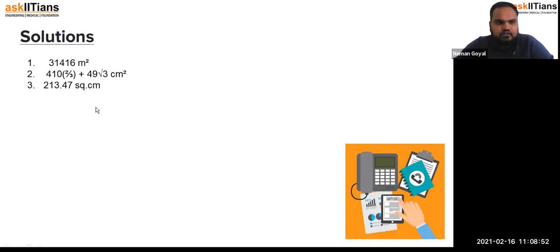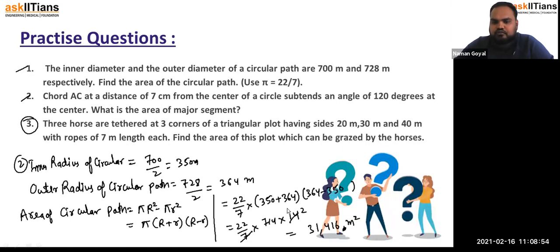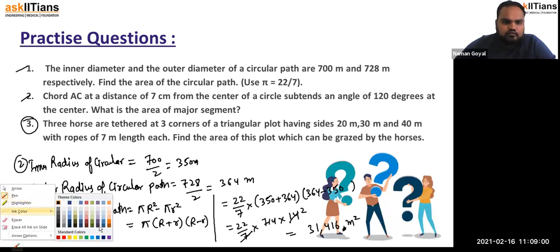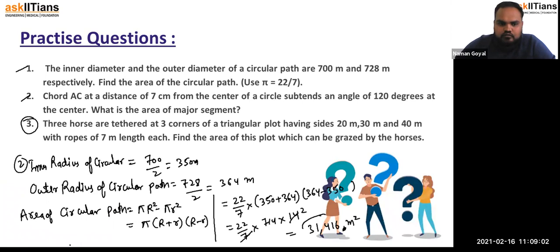Let me check the answer. 31416 meter square. Yes, we got the correct answer. Okay, if you see, we got the correct answer. 31416 meter square is our required answer.